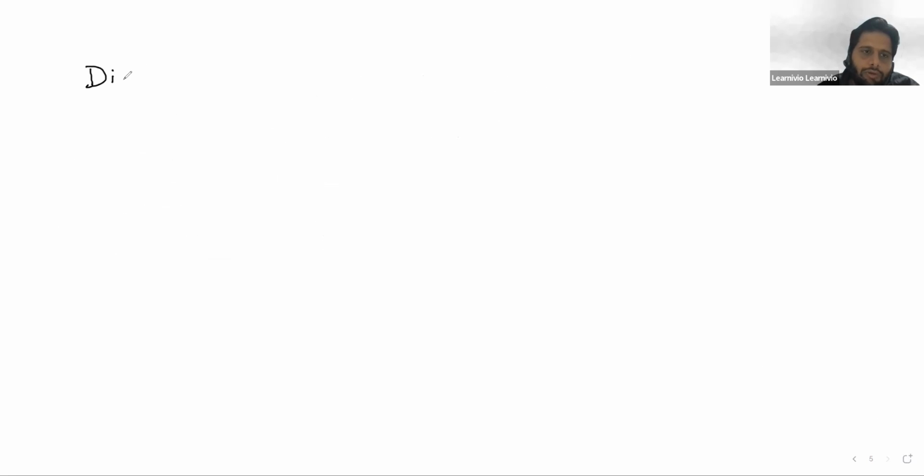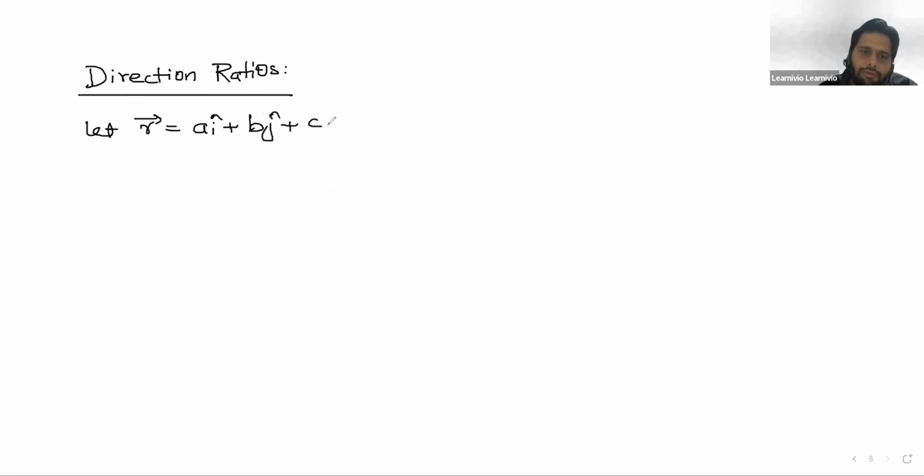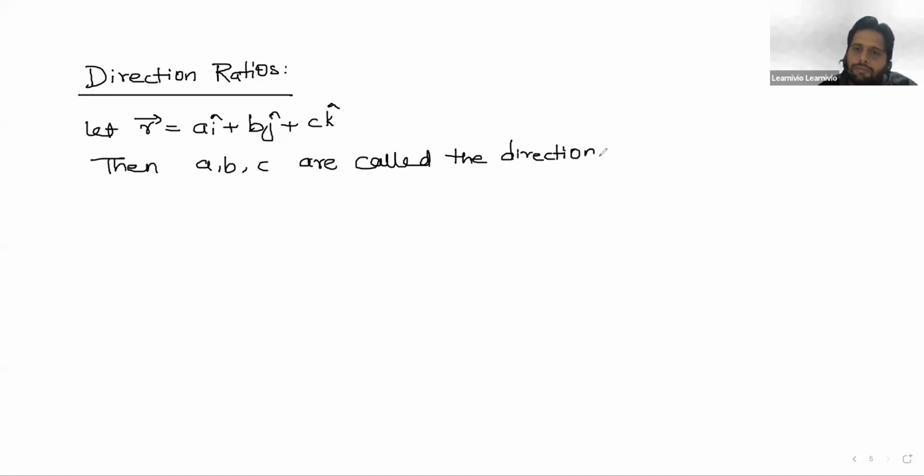Next is direction ratios. Let vector r be equal to a i cap plus b j cap plus c k cap. We have a vector r, which is a i cap, b j cap, c k cap. Then a, b, c are called the direction ratios of r. If you have a vector r, then a, b, c are called the direction ratios of r.